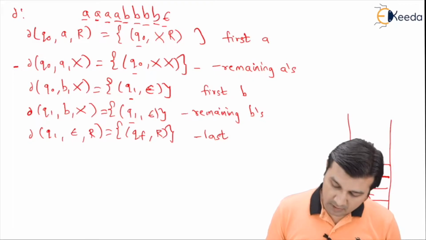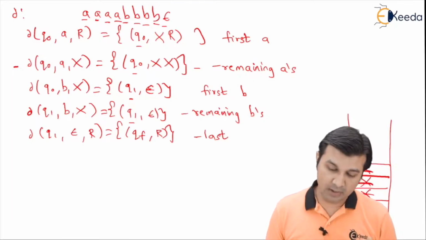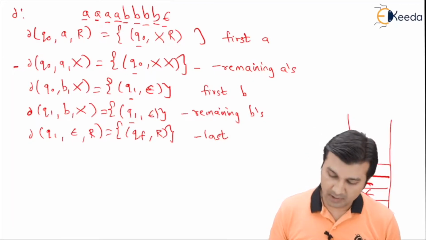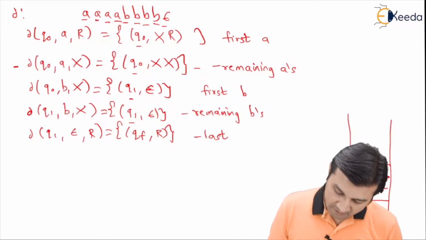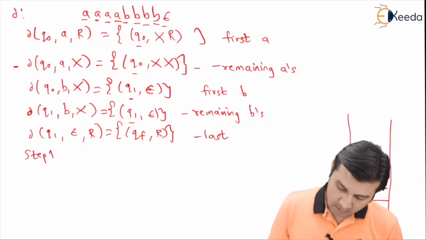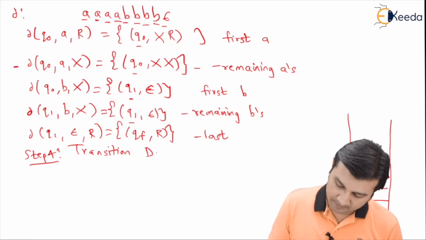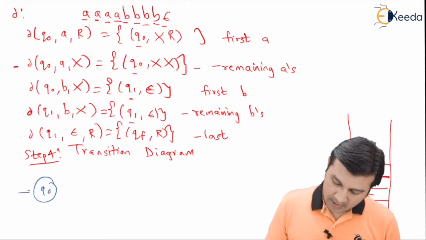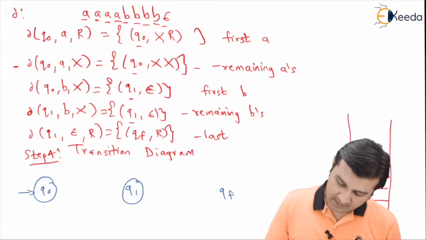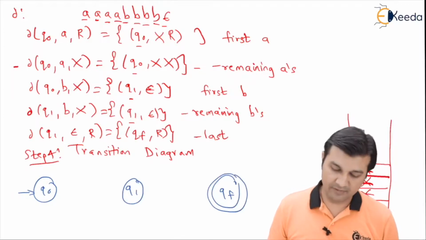So I see over here that the states I have are q0, q1 and qf. Okay, so let me write it down. I go on to my step 4. My step 4 is my transition diagram. So I have the states as q0, then I have the next state as q1, and the last state is my final state, which is qf.